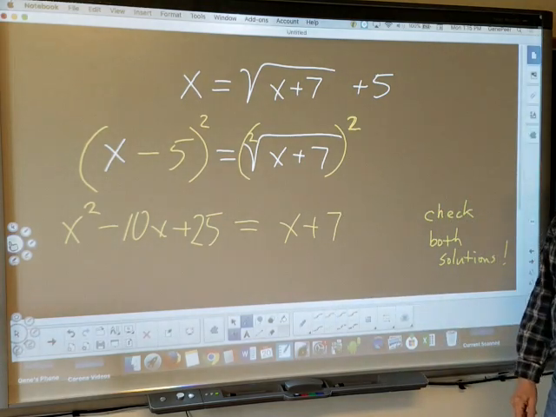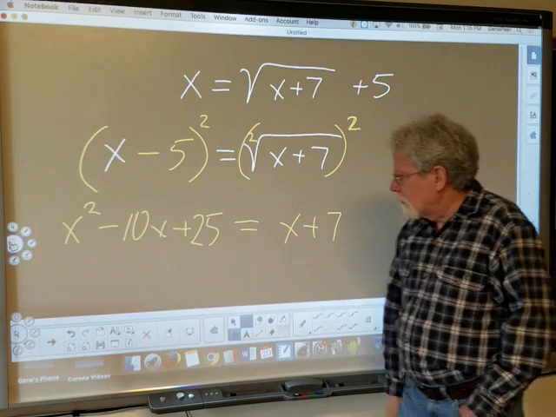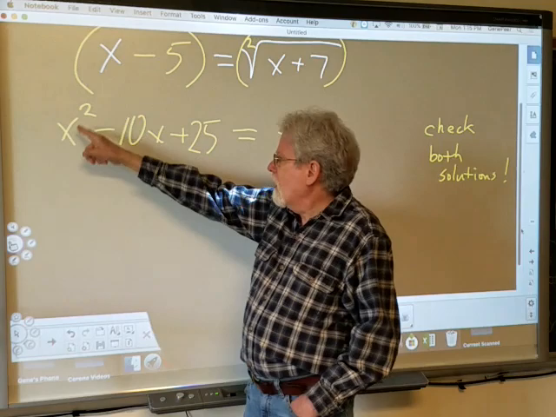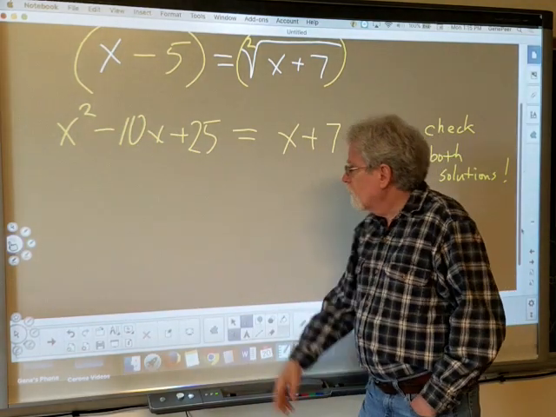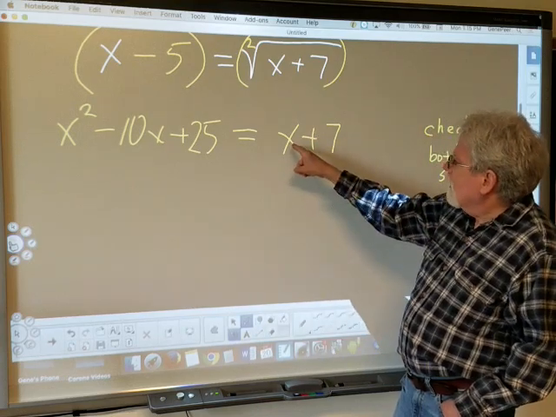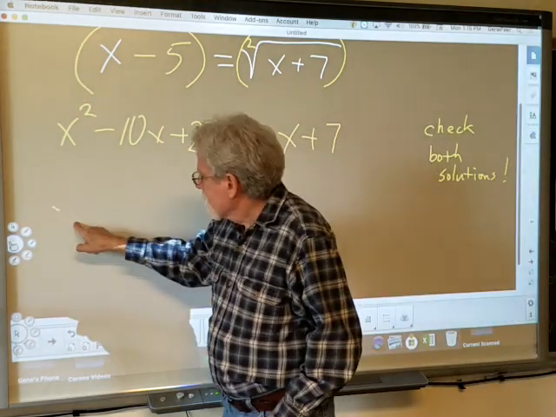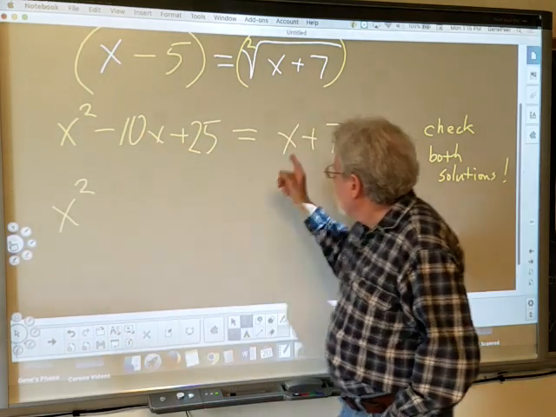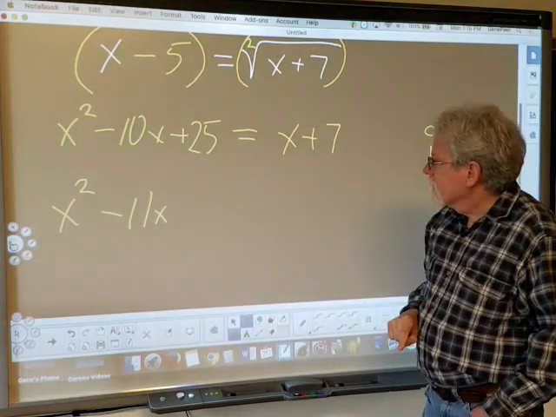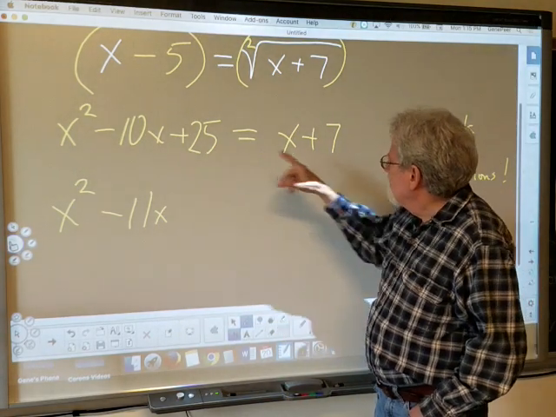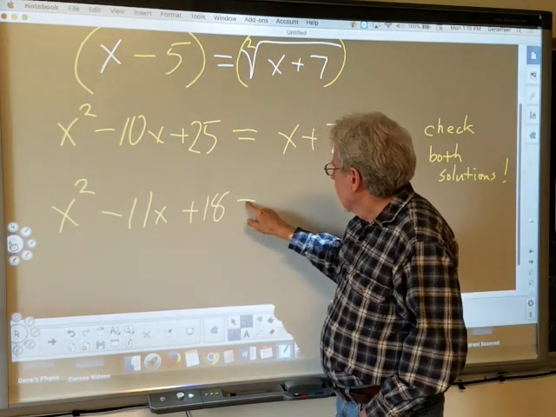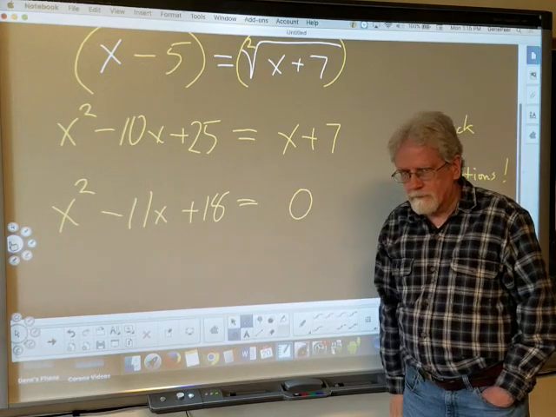So what in the world do we do now? Well, this should look kind of familiar from a past chapter. Because we have a square involved here, we're just going to shove everything to the left side. Let's subtract x from both sides. Minus 10x minus 1 more x is minus 11x. And then 25 minus 7 being 18 is now equal to 0.